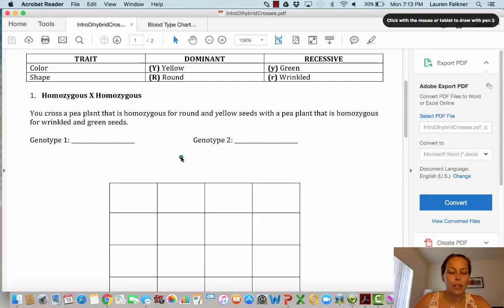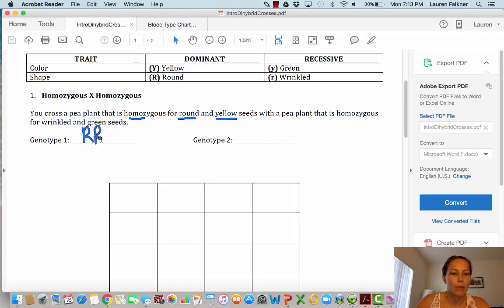In the example here, we have a pea plant that is homozygous, so that means both of our alleles are going to be the same for round and yellow seeds. So I'm going to have a genotype for my first parent of capital R, capital R, because it's homozygous for round, and then it's also going to be homozygous for yellow, so capital Y, capital Y. And I'm going to cross that with my second genotype for a plant that is, again, homozygous. So we're going to have the same alleles for wrinkled and then green seeds. In this case, I'm going to have a lowercase r, lowercase r, followed by a lowercase y, and a lowercase y.